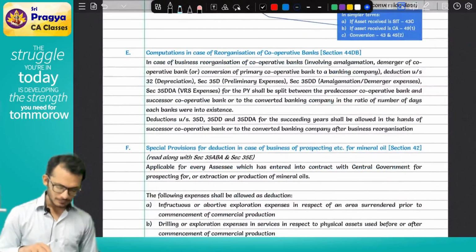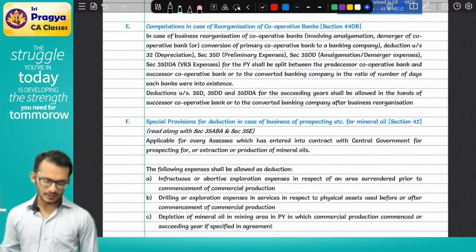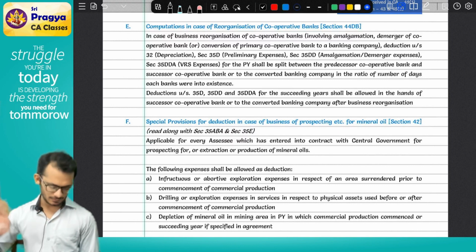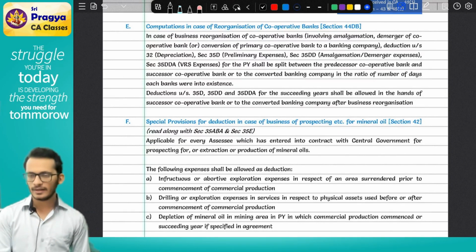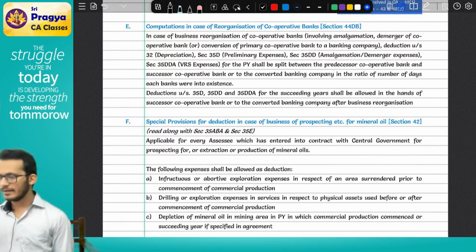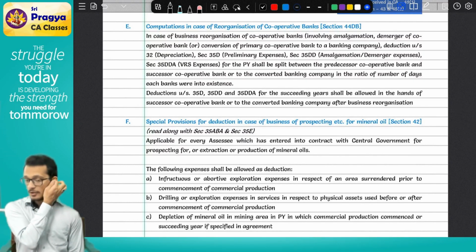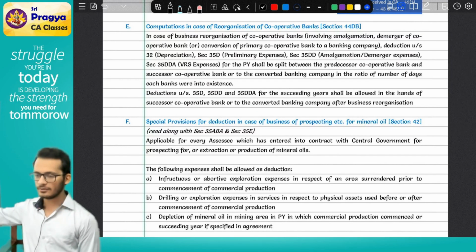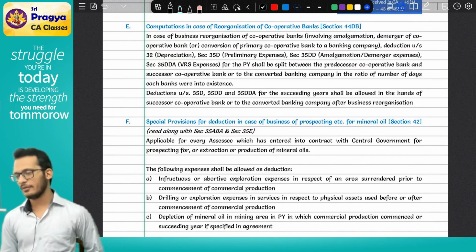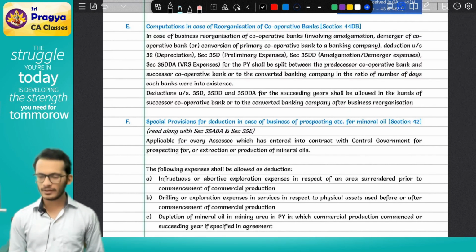Yes. The last items are cooperative banks and mineral oil. I think mineral oil, I told you, when we were doing the section called the 10 years thing, that if you have any expenses which have to be amortized over 10 years, that will have a similar provision in 42. That is what this provision is. This provision does not clarify much. It's a very vague provision. We don't even understand it so much.